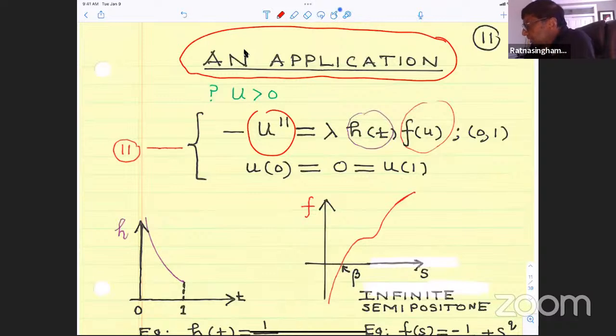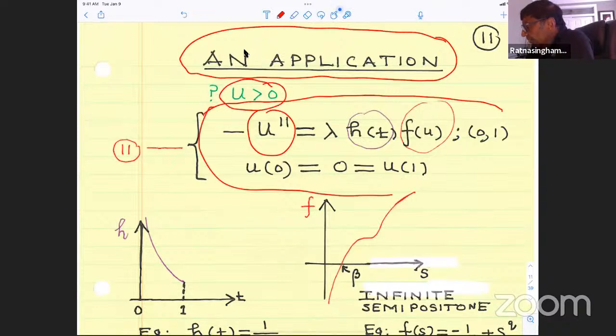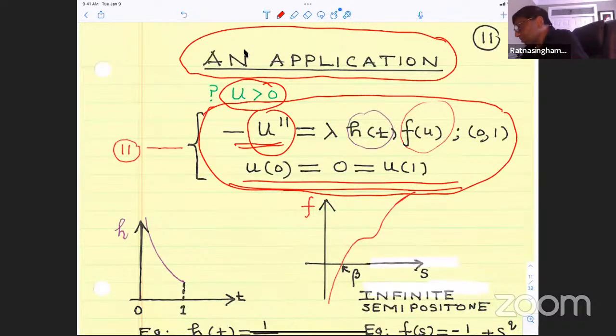So let's look at a boundary value problem where we are looking for positive solutions of this nature. So again, minus u double prime. Well, today it is all Dirichlet boundary conditions. I'm not talking about anything else here right now.